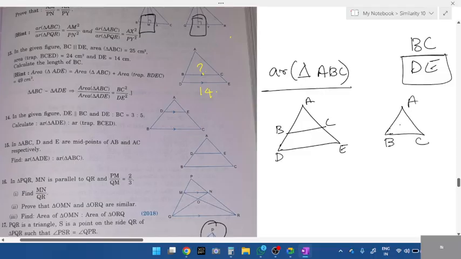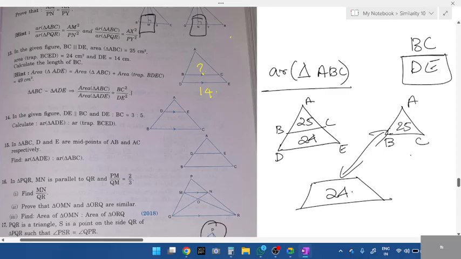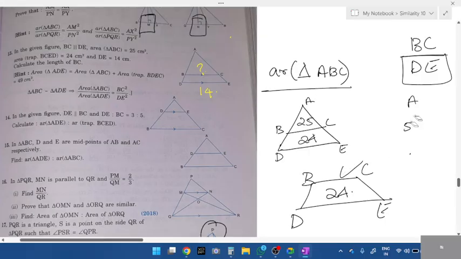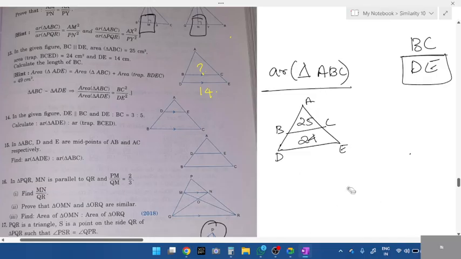ABC is how much? ABC is 25. What about trapezium BCED? It is 24. If this is 25 and this is 24, what will be the total area? When I connect these two, what are we getting, students? When I join these two, are we getting the bigger triangle ADE? So even for area, I have to merge them, right? So what will be the area of the bigger triangle? 25 plus 24 is? Is this concept clear? Did you understand?